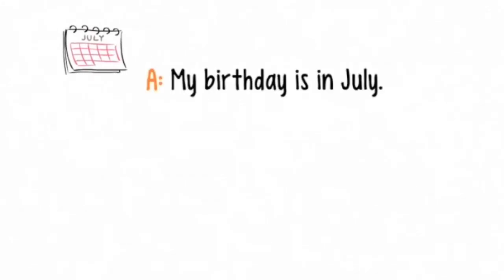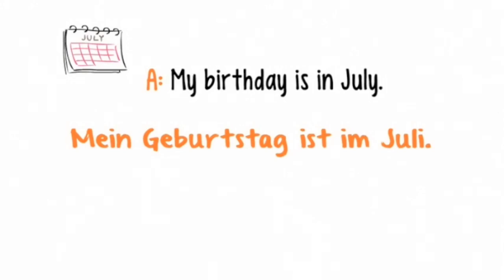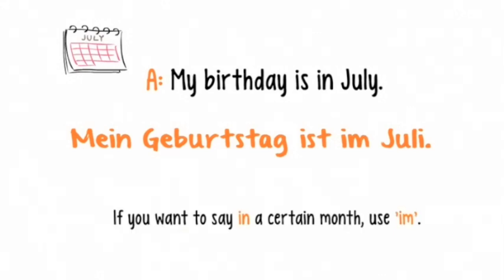Now let's continue with the answer to the question, when is your birthday? For example, you could answer, my birthday is in July. Mein Geburtstag ist im Juli. If you want to say in a certain month, always use the word im, which means in.